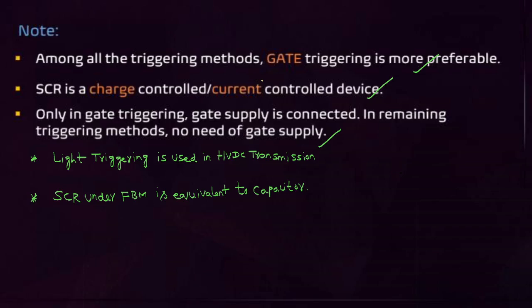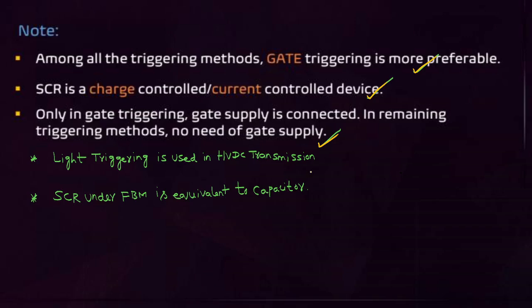Among all the triggering methods, gate triggering is more favored. I told already, SCR is a charge control device or current control device. Only in gate triggering, the gate supply is connected. In remaining triggering methods, no need to connect gate supply. This is also very important. That is, SCR turns on without gate signal also. That is remaining triggering methods.